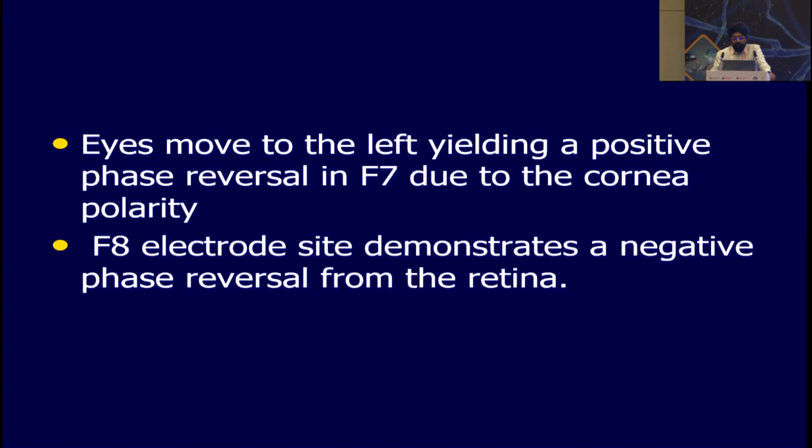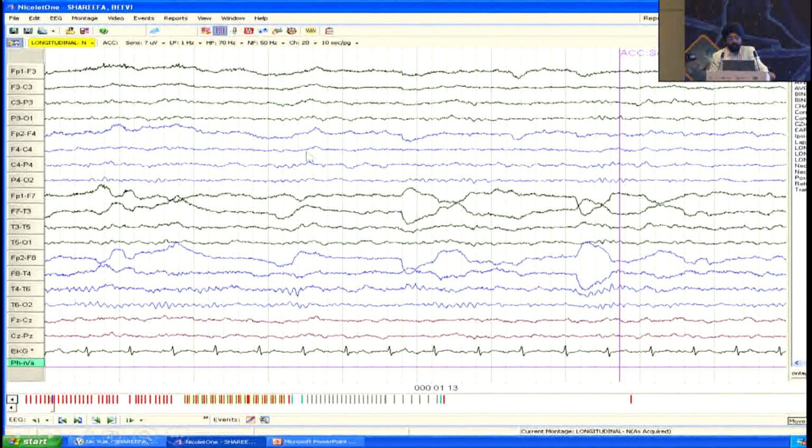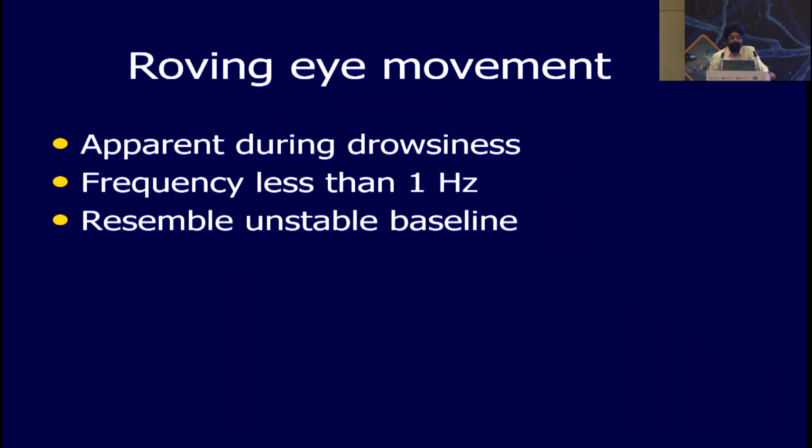Now the eye moves to the left, yielding a positive phase reversal in F7 due to the cornea polarity, and the F8 electrode demonstrates a negative phase reversal from the retina itself. So a similar phenomenon in another EEG: we can see the eye to the left and then again goes to the right, then again to the left and to the right. So it's an eye window opening and window closing phenomenon, in either of the eyes.